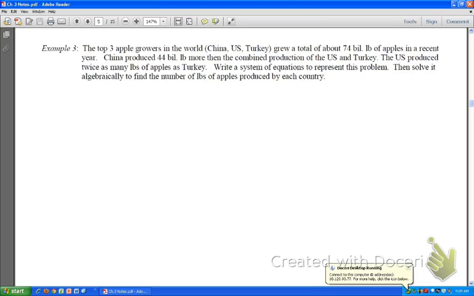So that very first statement, when it says that they grew a total of 74 billion, what is your equation going to be in terms of the C, U, and T? What operation are we doing? Addition. Yeah, so you're going to have the pounds in China plus the pounds in the US plus the pounds in Turkey. Total should add up to 74. Now, am I going to write billion? Am I going to put all the zeros on there? No, just leave it as 74. I'll know that my answer is in terms of billion at the end. Okay? So that's one equation. I have 3 unknowns. So how many equations am I expecting? 3 equations is what I'm expecting.